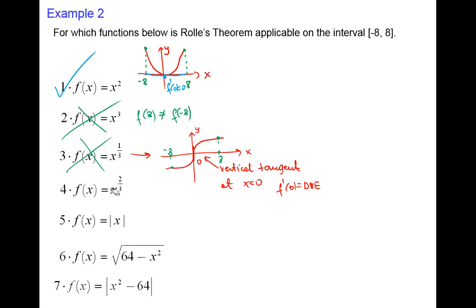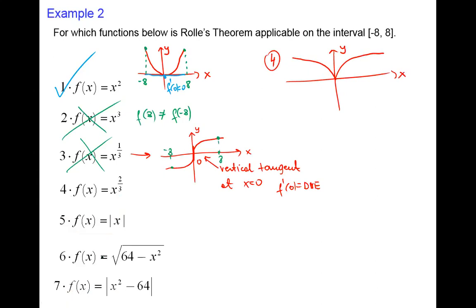Number 4 is cube root of x, squared. That means the graph looks almost the same as this one, but everything that is below we have to put above. We have to do a reflection, because these are the positive values. That means the graph number 4 looks something like that. Nice and symmetric, this and this.